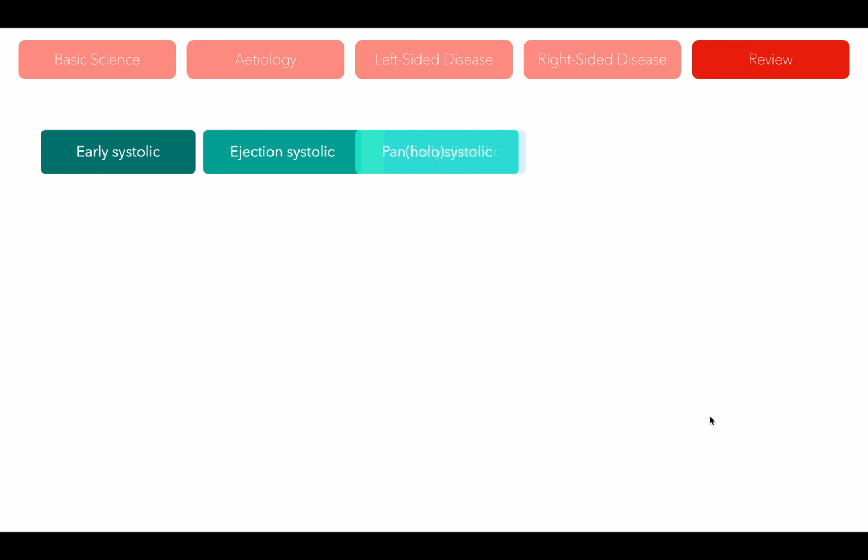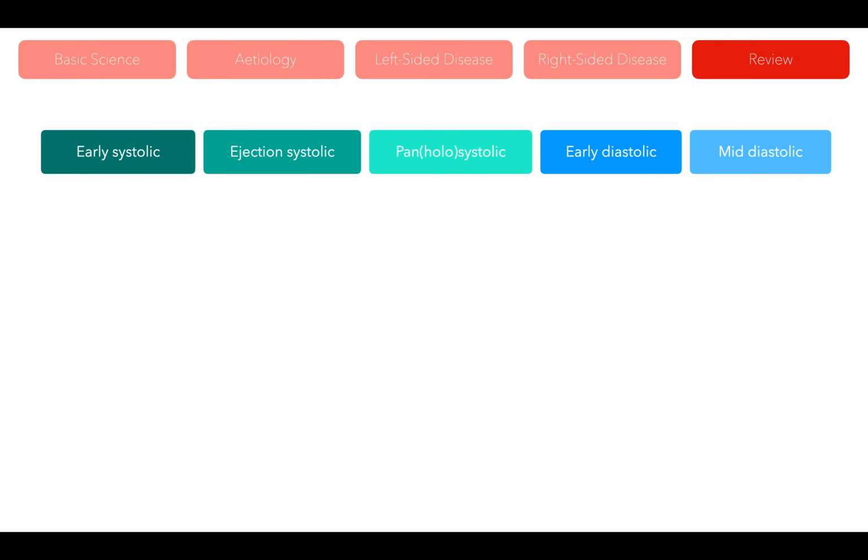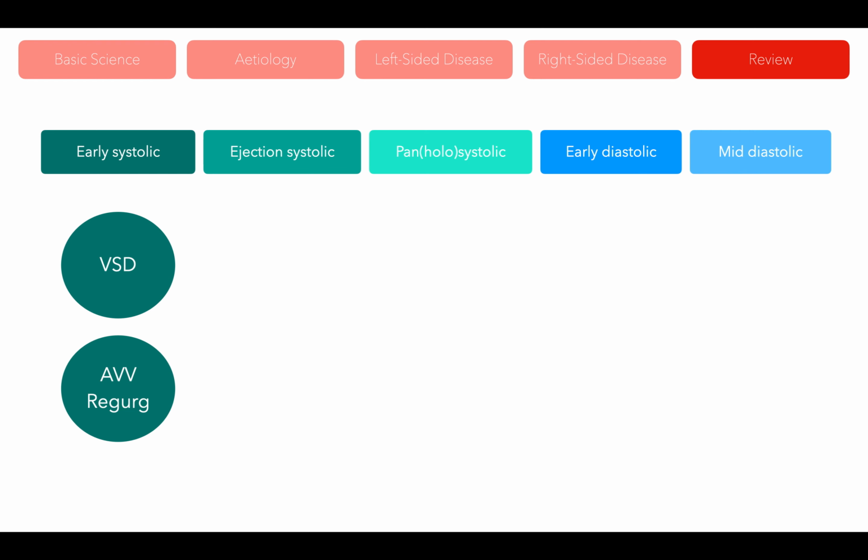So, a quick review of the things you need to know. In early systole, you will most likely hear a ventricular septal defect, which makes sense, right? So if there's a hole in the interventricular septum and you blow your blood from your left and right ventricle, at the very beginning it's going to go through that hole proximally before it hits the aortic or pulmonary valves. You'll also hear AV valve regurgitation.